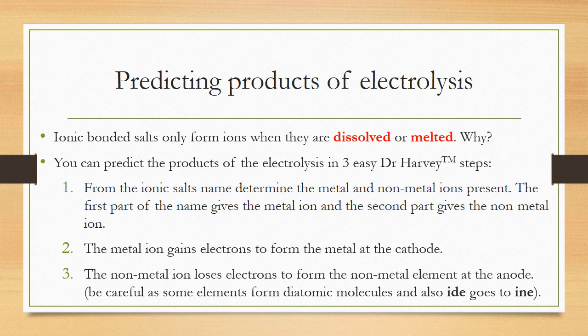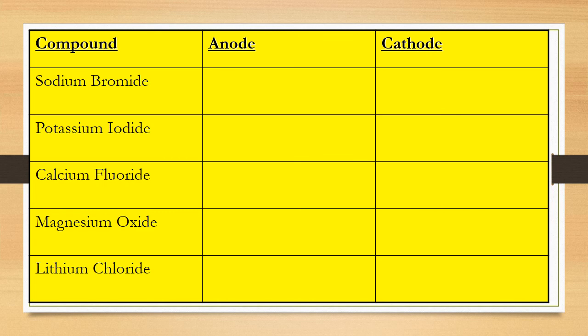And that's also another example of a diatomic element. These three easy steps only happen especially when they're melted. There might be some examples which we'll look at later where there might be some exceptions to my rules if they are dissolved. So let's have a look at this particular question here. Using Dr. Harvey's three easy steps, can you work out what forms at the anode and what forms at the cathode? Again, pause the video, see if you can write the table in your book and try and answer it for yourself before pressing play, and we'll go through it together.